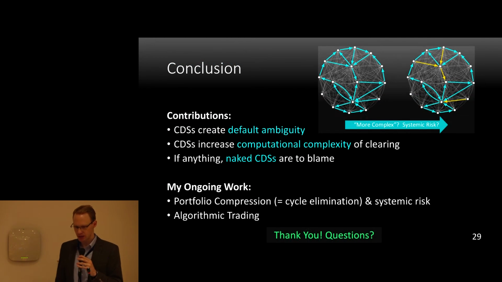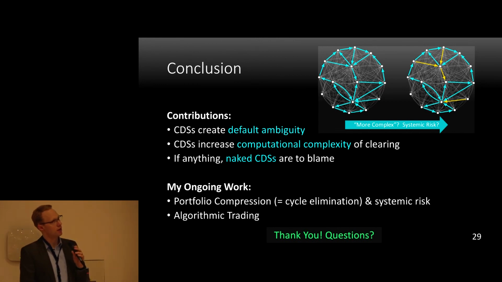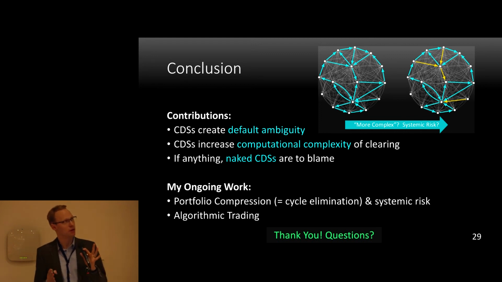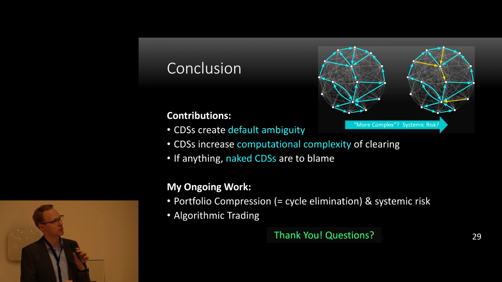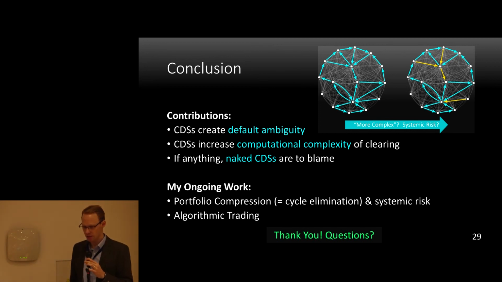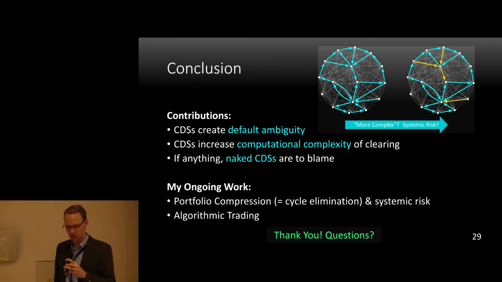To conclude, I asked the overarching research question: in which way are financial networks with derivatives more complex than financial networks with only debt contracts, and how could we formalize that. And I showed that CDSs create this default ambiguity. CDSs increase computational complexity of the clearing problem. And if we're looking for anything like an origin of this complexity, then it should probably be naked CDSs.